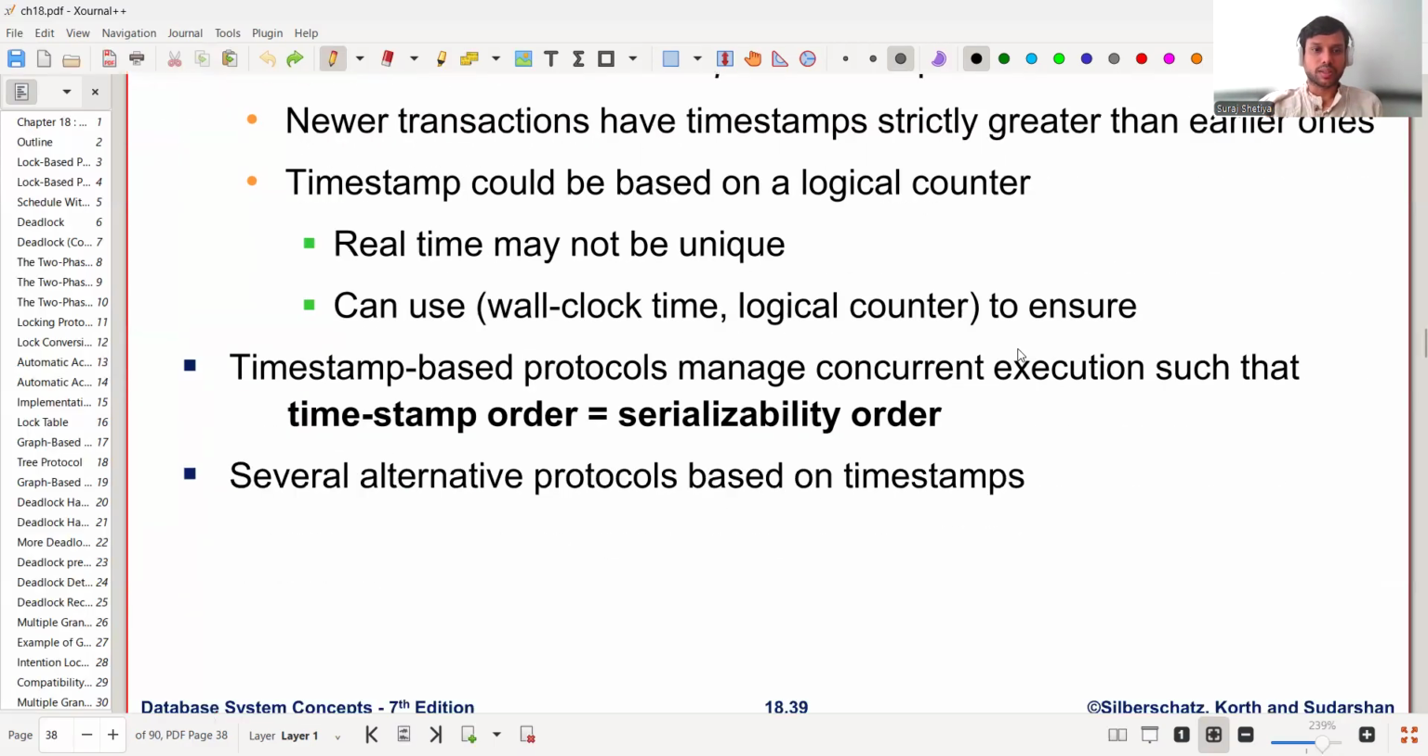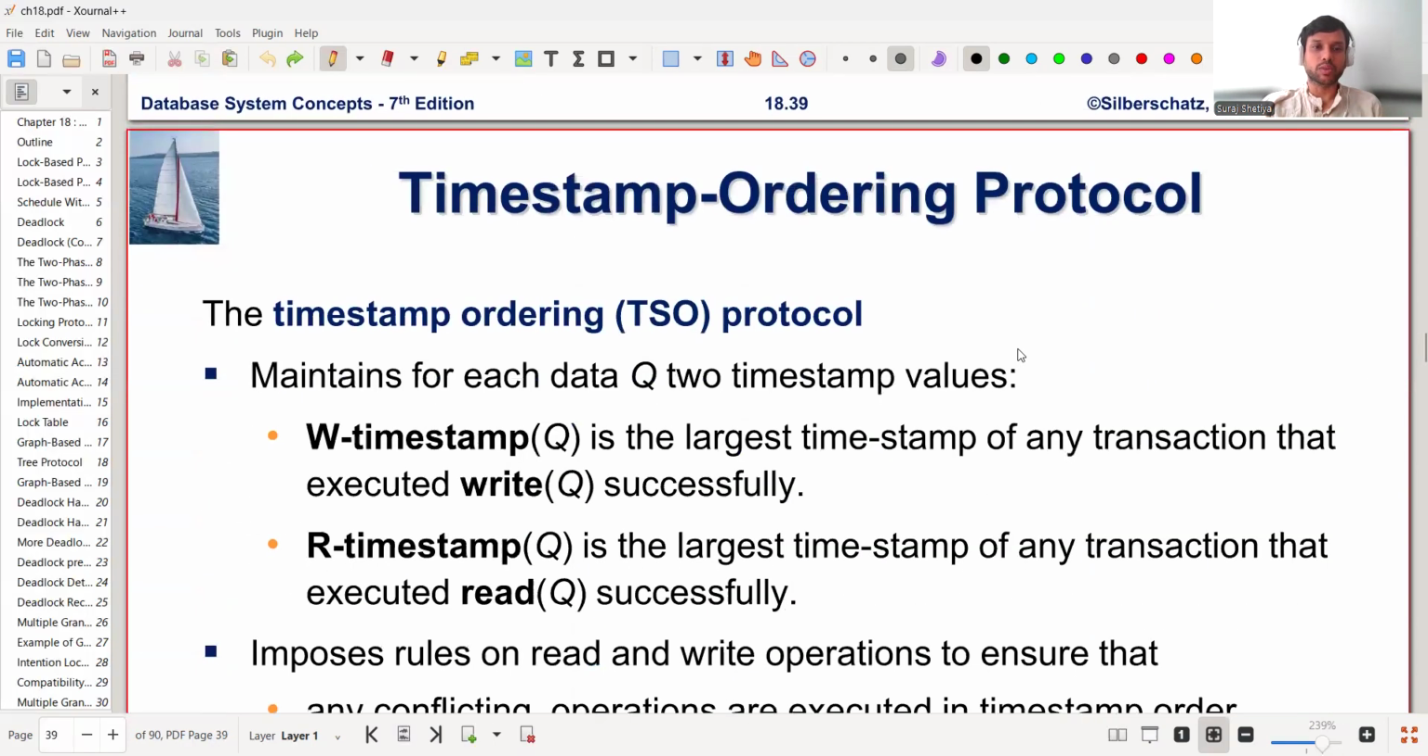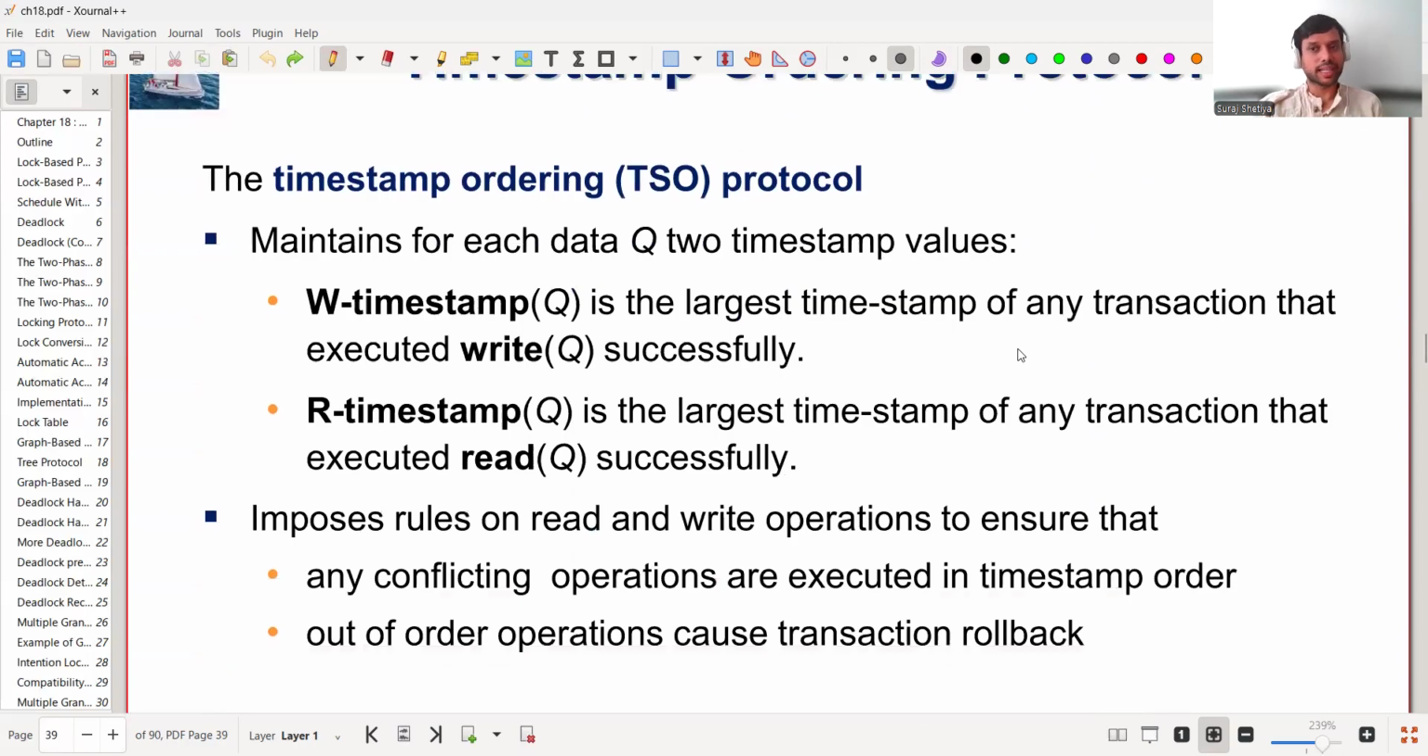Okay, so let's look at a high level overview of this protocol, and then I'll reason why this is in fact serial, why this protocol actually works. So for this protocol to work, with every data item there are two things that are maintained. One is the write timestamp and one is the read timestamp.